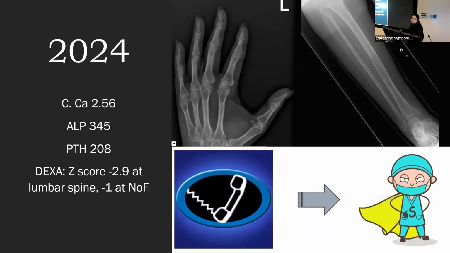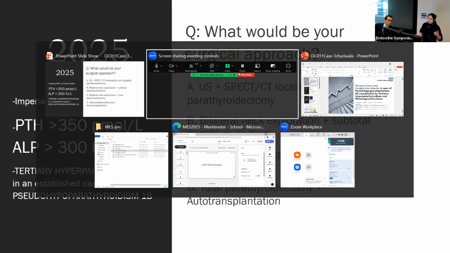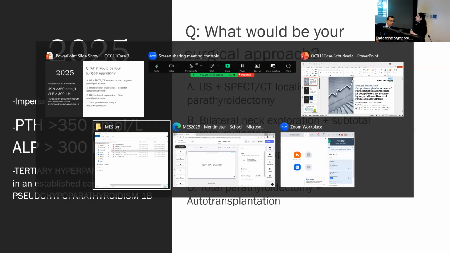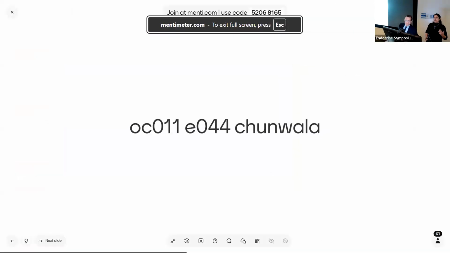Time to call the jolly surgeons. This patient's referred to the Department of Endocrine and Thyroid Surgery at Imperial, and by this time, this patient is debilitated, not able to perform their activities of daily living. Their PTH is over the upper measurable limit of our lab assay. The patient is discussed at the Imperial MDT, but I would like to know your opinion of what would you offer this patient?